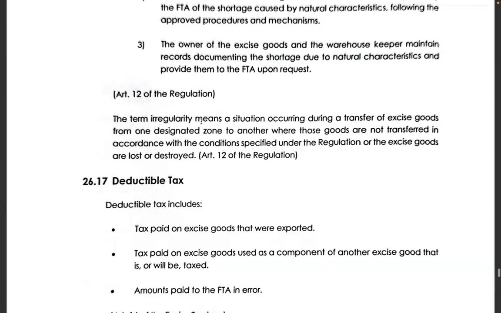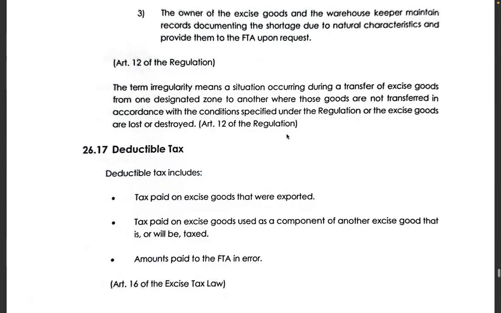The term irregularity means a situation occurring during a transfer of excise goods from one designated zone to another, where those goods are not transferred in accordance with the conditions specified under the regulation, or the excise goods are lost or destroyed. So irregularity is a situation where, during the transfer, something wrong has happened. Goods are not transferred in accordance with the conditions.